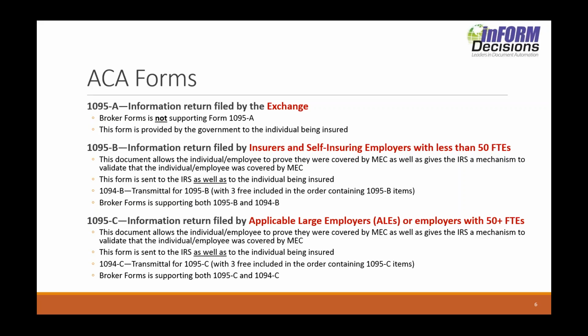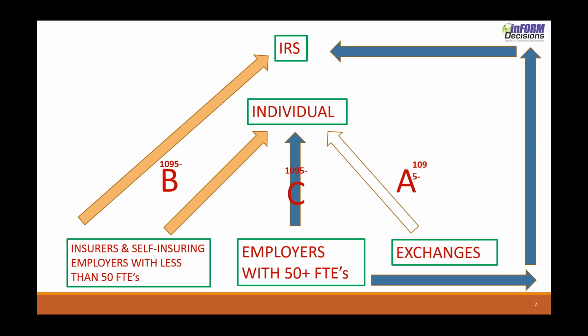It is the information return filed by the applicable large employer or employers with 50 or more full-time employees. This document allows the individual or employee to prove they were covered by minimum essential coverage and gives the IRS the mechanism to validate that as well. This form, like I said, is sent to the IRS as well as the employee. And the transmittal for this form would be the 1094C. There are 3 pages to that particular form, and they would get 3 free of each page. So we are supporting those as well.